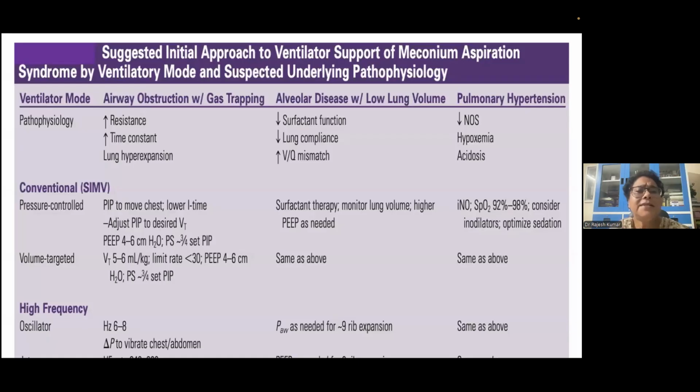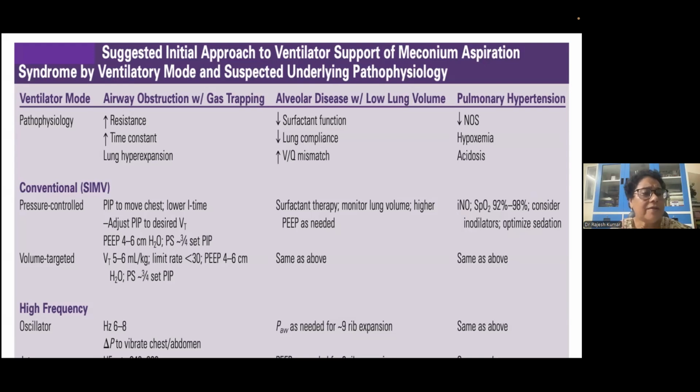So the suggested initial approach to ventilator support for Meconium aspiration syndrome by ventilatory mode and suspected underlying pathophysiology is shown in this slide. We have already understood that there is increase in resistance, increase in time constant with lung hyperexpansion in Meconium aspiration syndrome because of airway obstruction, as well as gas trapping. And because of the alveolar disease, there can be decrease in surfactant function, lung compliance, and ventilation perfusion mismatching, with risk for pulmonary hypertension because of hypoxemia, acidosis, and decrease in nitric oxide synthase.